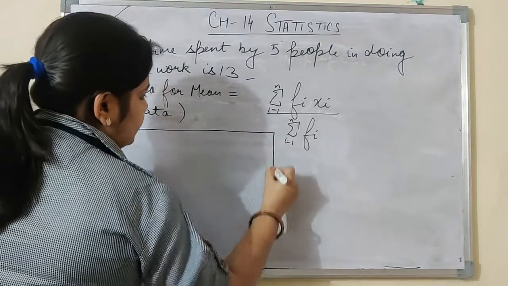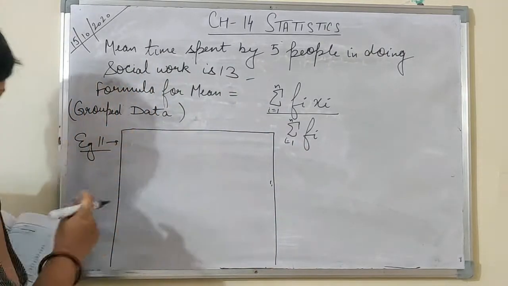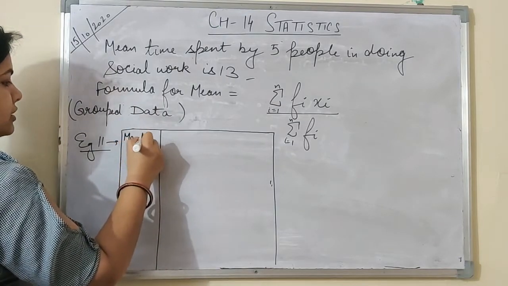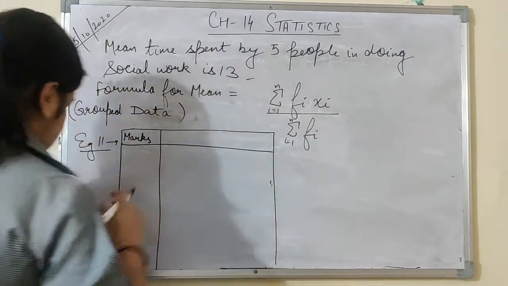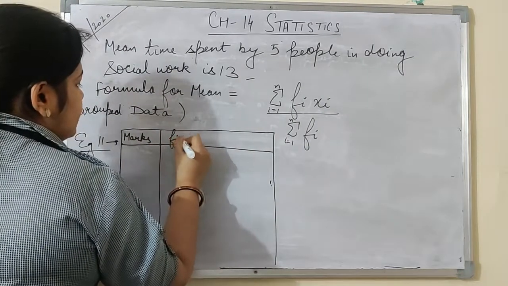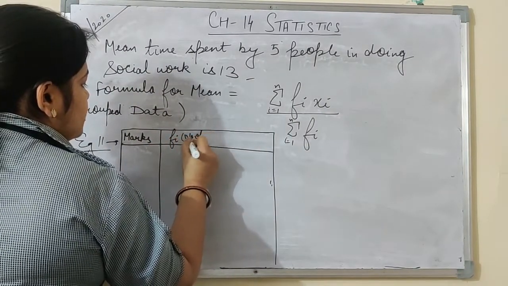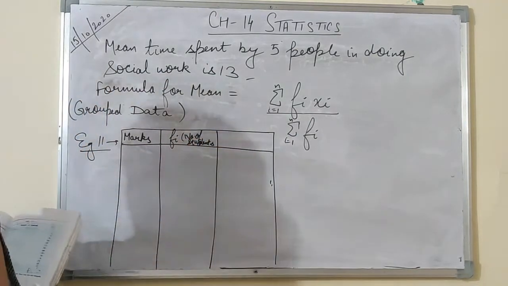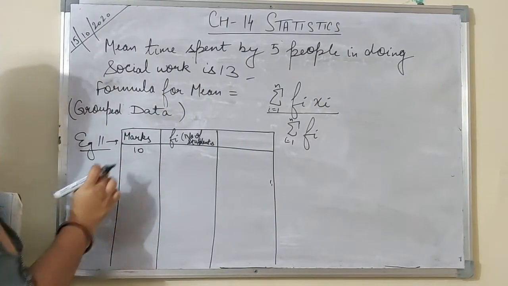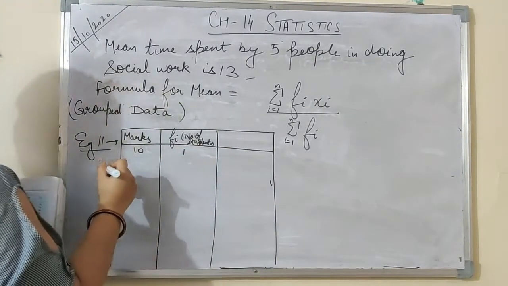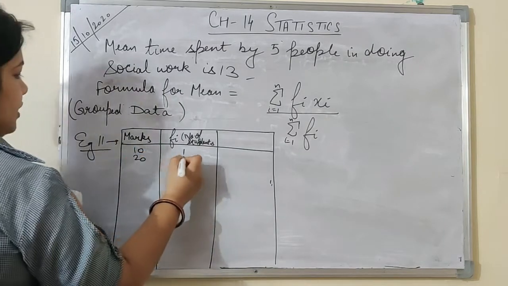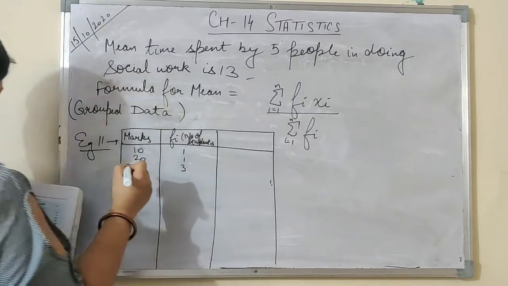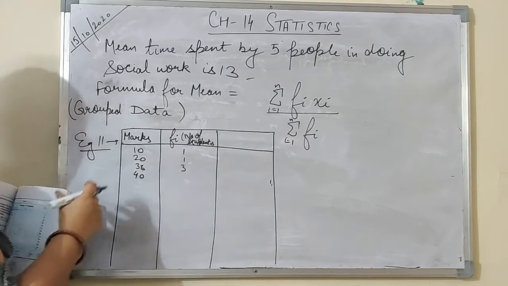So you will observe here that certain marks are given to you. Then next, fi is given to you, that is the number of students. Now I am writing here that students getting 10 marks are 1. Students getting 20 marks are again 1. Then students getting 36 marks are 3. Similarly, we will write for all the given data.